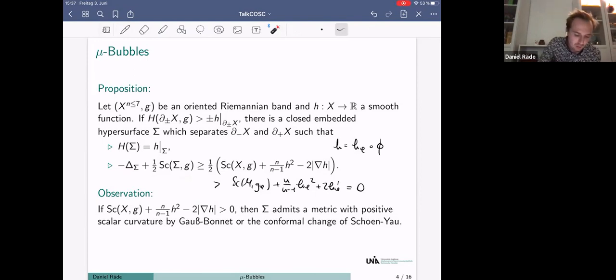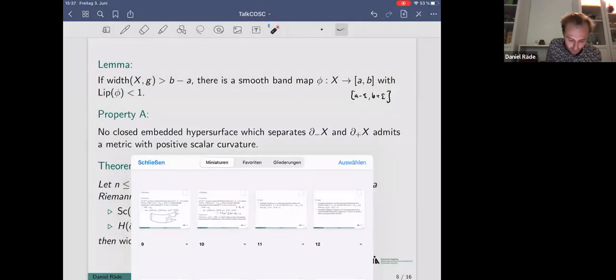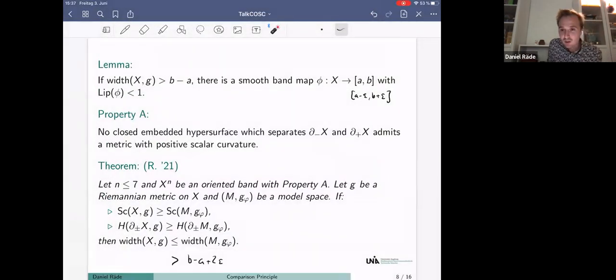And then again, we observe that this sigma then has positive scalar curvature. But here we go back to the theorem. So we assume that this is impossible just because this band has this property A, right? This is our a priori assumption that this can't happen.